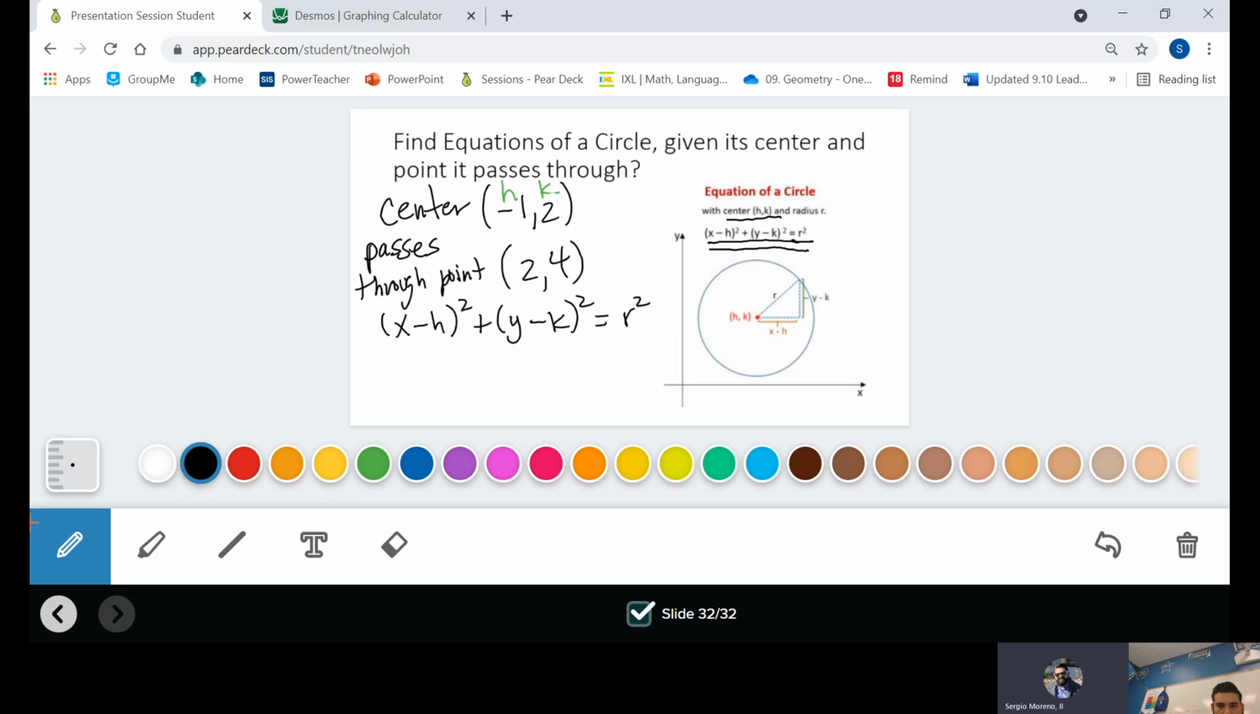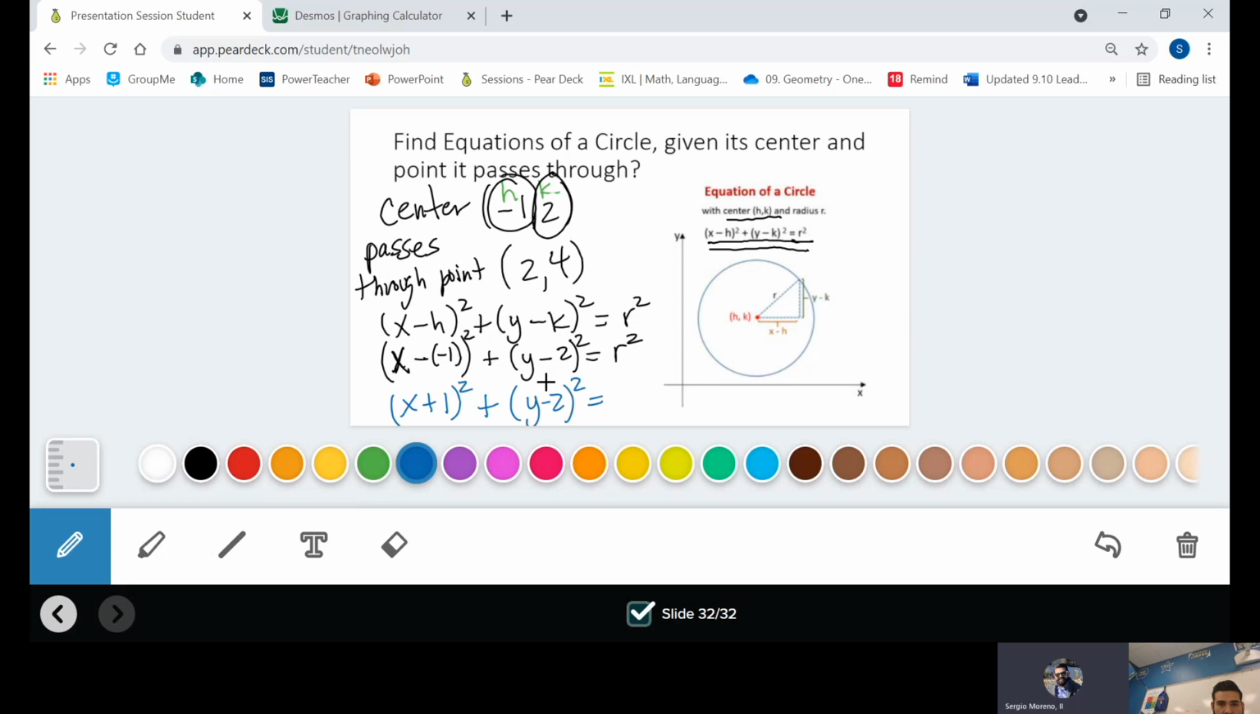Okay, so now I know that my h value is -1. So it's x minus, and that minus is part of the formula, and h again is -1, and we'll square that. Plus y minus k, in this case k is 2, and we'll square it, is equal to r squared. We'll talk about the r part in a little bit. So let's simplify this. x minus -1 is like saying x plus 1, squared, plus y minus 2 squared. There's no simplifying I can do there. I'll just leave it as such, equals r squared.